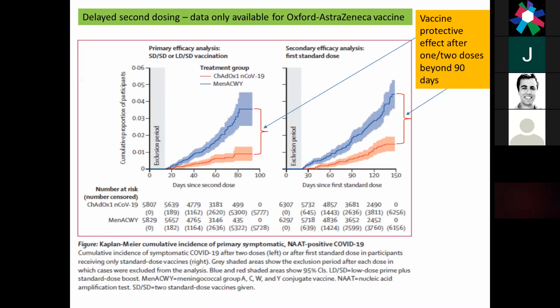You can see that even at day 120 up to day 150 on the graph on the right, there's a difference between the numbers infected in the vaccinated and non-vaccinated arm of the population, even after just one dose. So the protective effect after one standard dose extends out to 150 days, which is well beyond 12 weeks, 3 months. Okay, that's 5 months. Then if you look at the graph on the left, days since second dose, the protection is greater, which is what you expect.